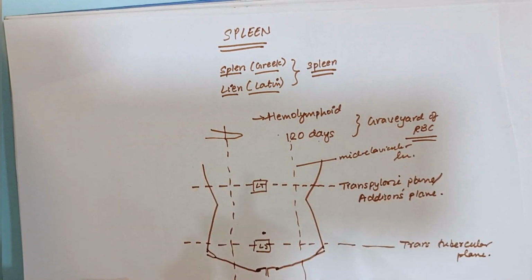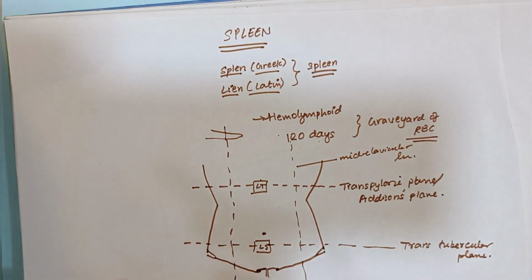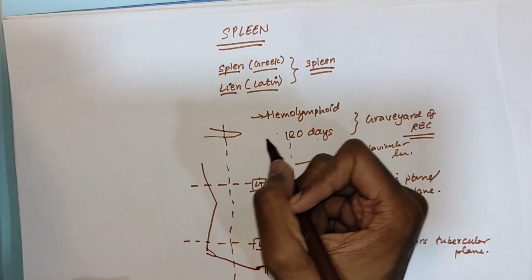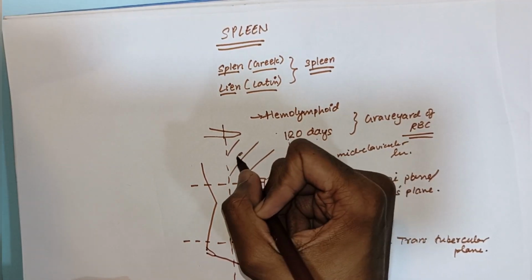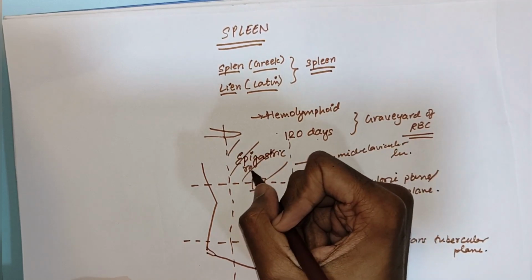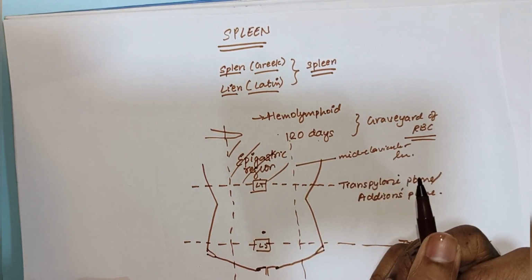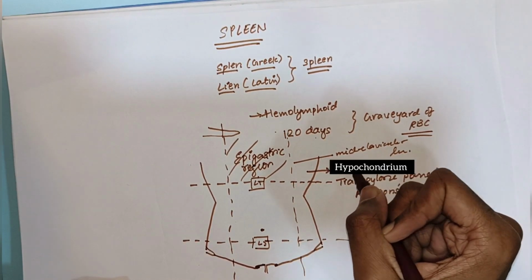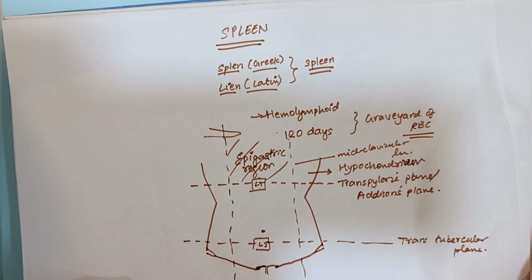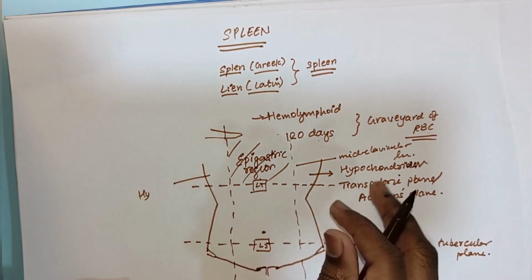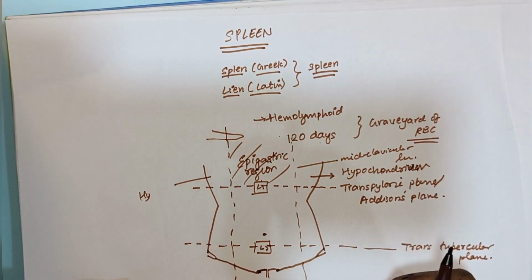Each of these regions has a separate name. To start with, this region of the abdomen is known as the epigastric region or the epigastrium. This region is known as the hypochondrium. These two are the left and right hypochondrium respectively.